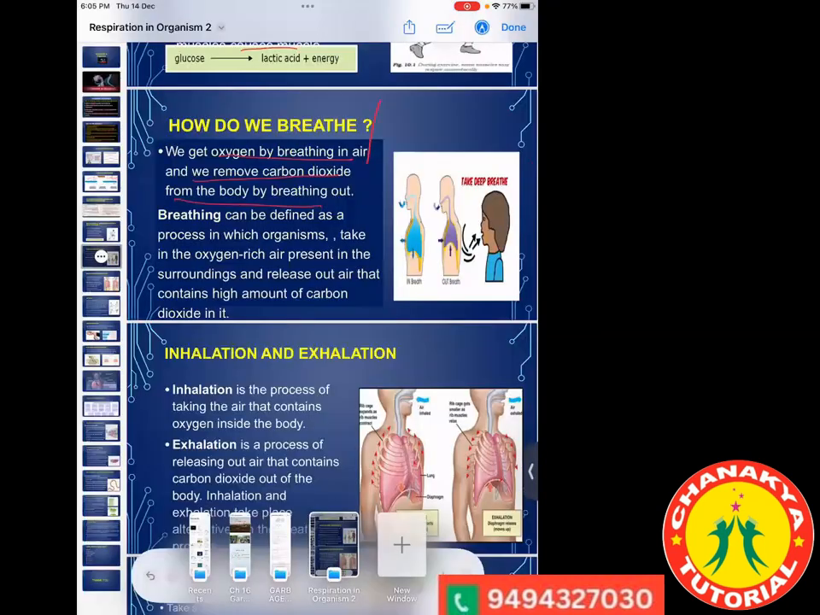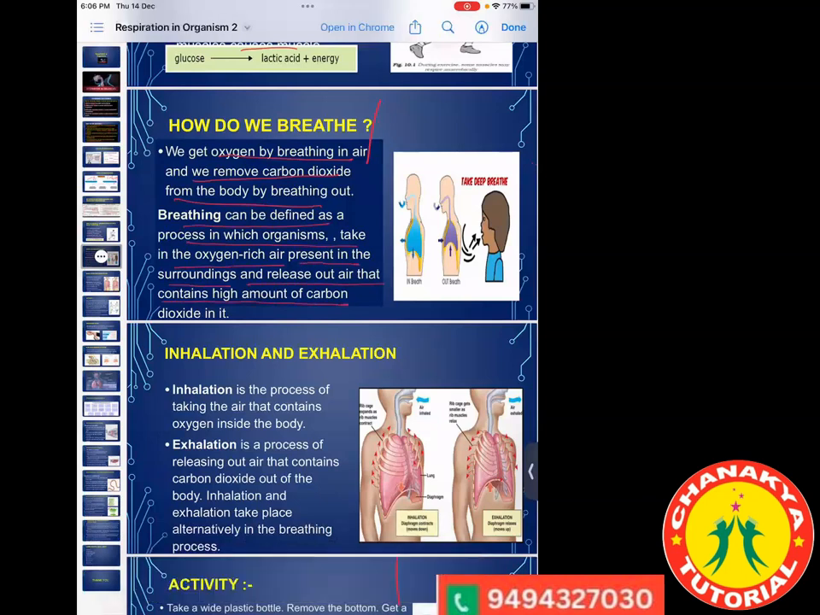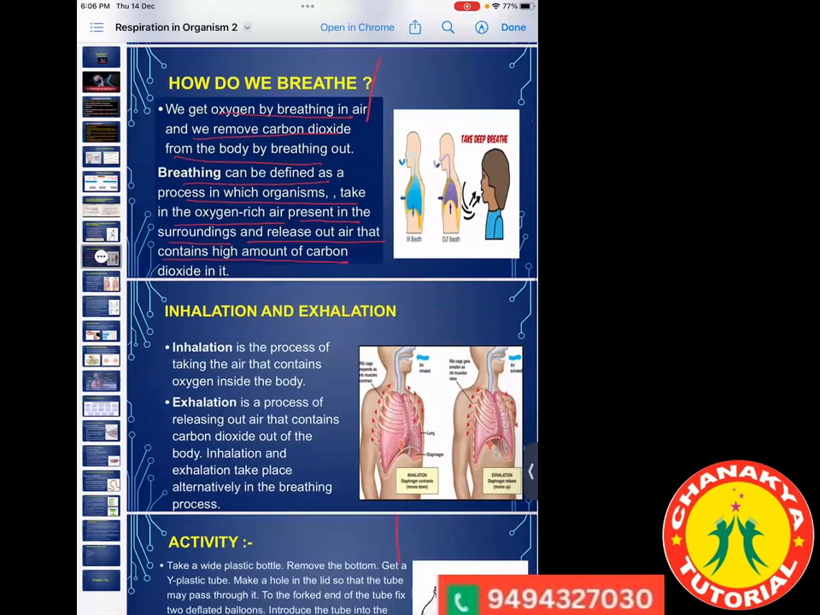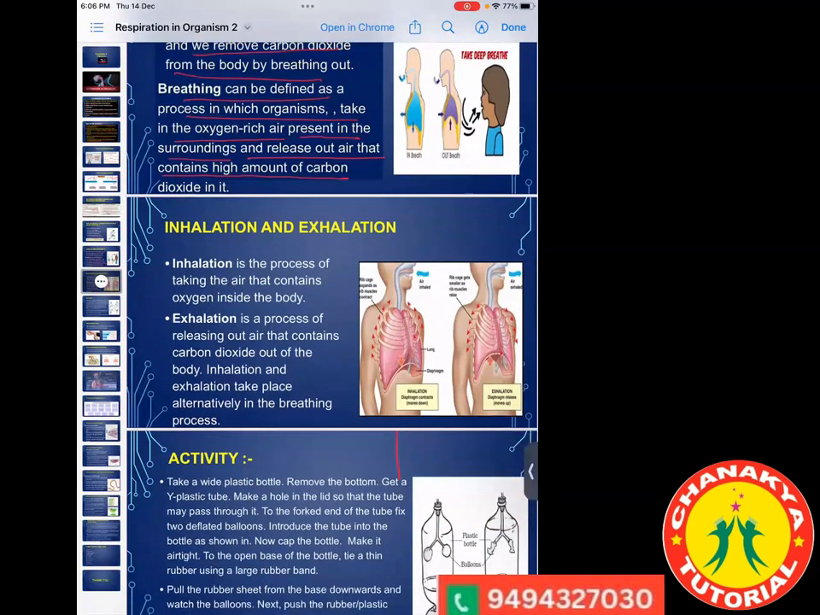So we get oxygen by breathing in air, and we remove carbon dioxide from the body by breathing out. Breathing can be defined as a process in which an organism takes in the oxygen-rich air present in the surroundings and releases air that contains a high amount of carbon dioxide. We cannot keep CO2 in our body, because CO2 is a waste material for us. It is not helpful in any way, so we have to remove it, and it is done with the help of the breathing process.